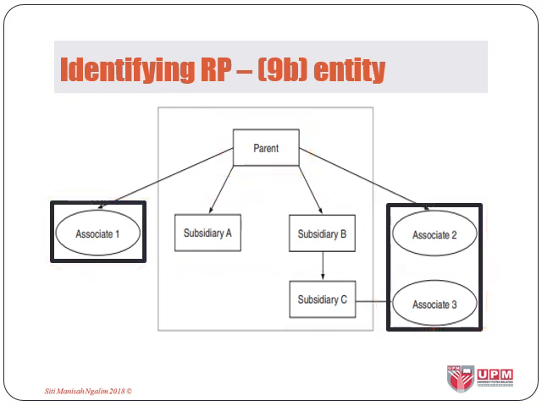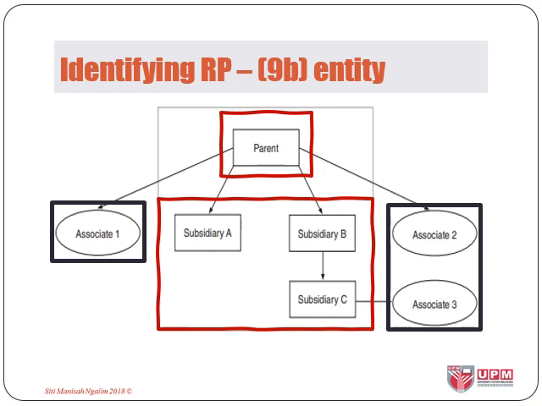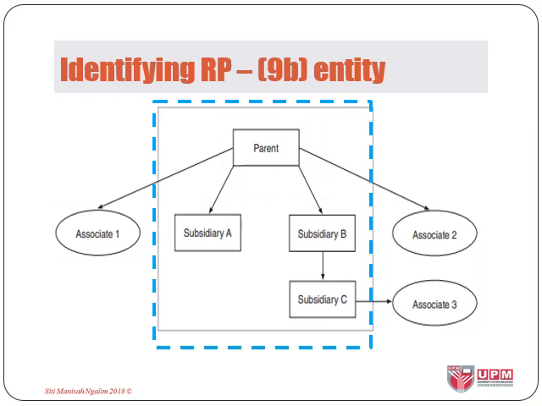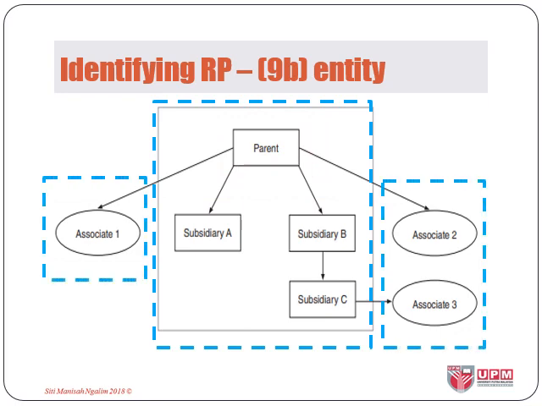For the financial statements of associate 1, 2, and 3, parent and subsidiaries A, B, and C are related parties. Associate 1, 2, and 3 are not related to each other. For parent's consolidated financial statements, associates 1, 2, and 3 are related to the group because they are associates to members of the group.